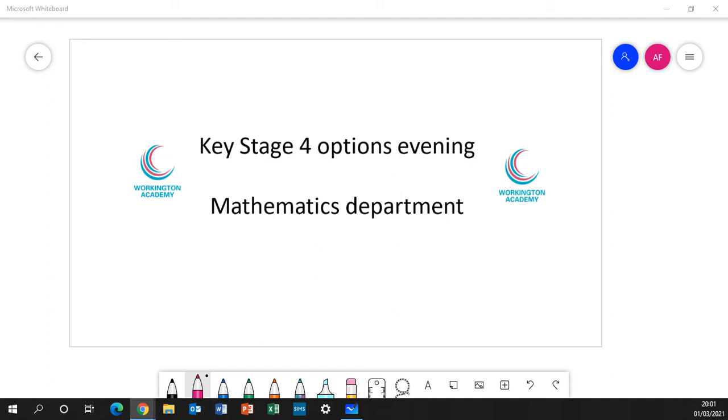Now, obviously maths is a core subject, but I think it's a good opportunity for us to just go through some aspects of the maths curriculum and how the maths department has set up quite a few different things for you that will benefit you through GCSE.